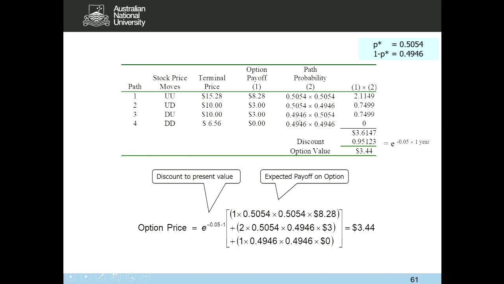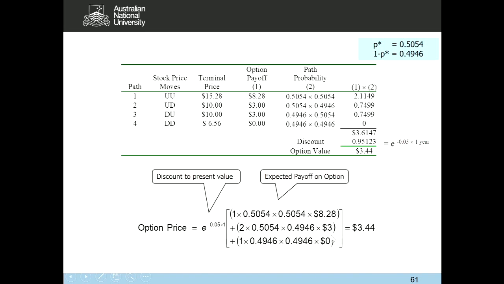And then, as I mentioned before, there's only one way you can go down, which is going down, then going down again. That's simply 49.46 times 49.46. And that would lead to $6.56. So if that's the case, then our call option finishes out of the money. If it's out of the money, then that's worth nothing. Right? So that's this probability times 0.